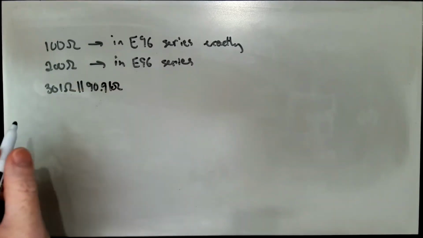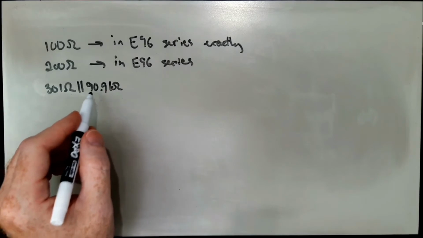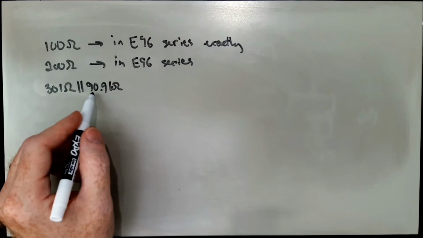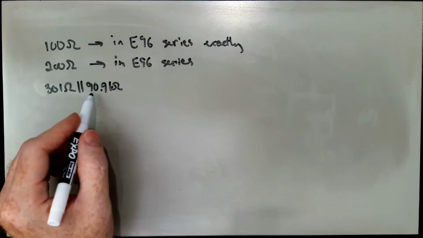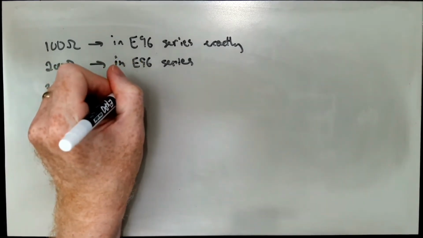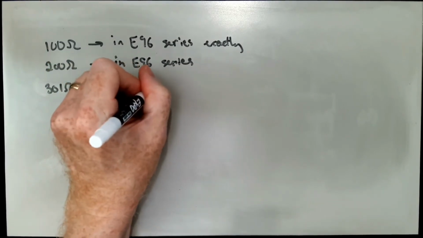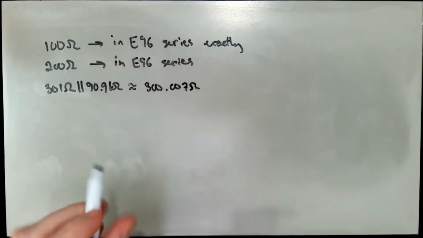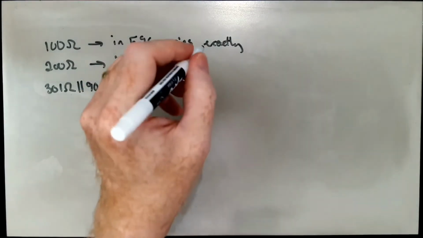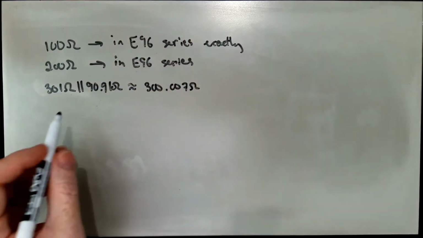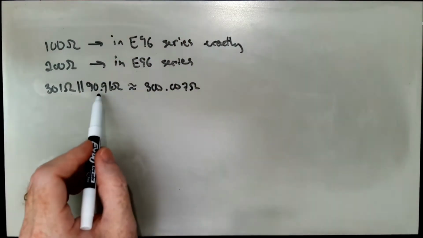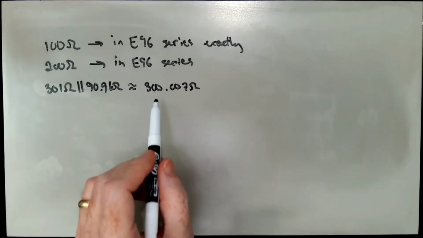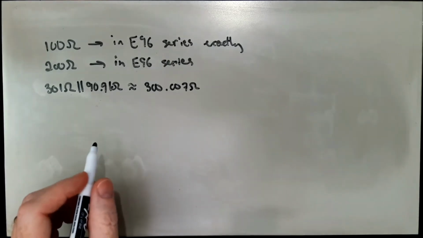So these are both standard values. 909 is the closest value to 900. 90.9K would be the closest value to 90K. This is approximately equal to 300.007 ohms. So it's pretty darn close to 300. And so if we were to put a 90.9K ohm resistor in parallel with a 301 ohm resistor, we would get something pretty darn close to exactly 300 ohms.